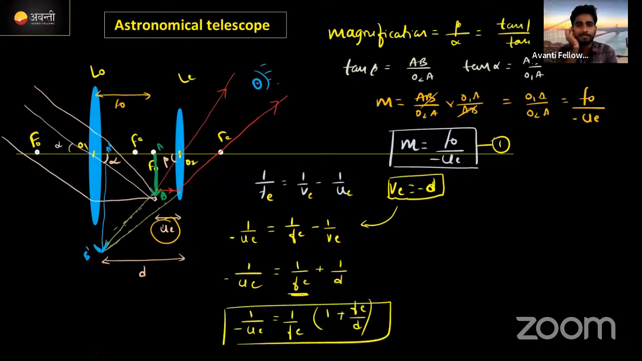Correct, right? What I'm saying? Now we got the value of 1 by ue. In magnification, it is nothing but 1 by ue. Substitute this value in equation number 1.